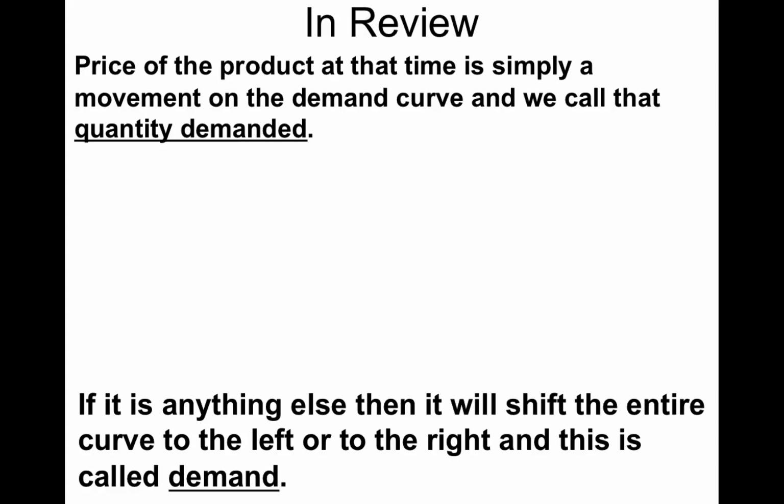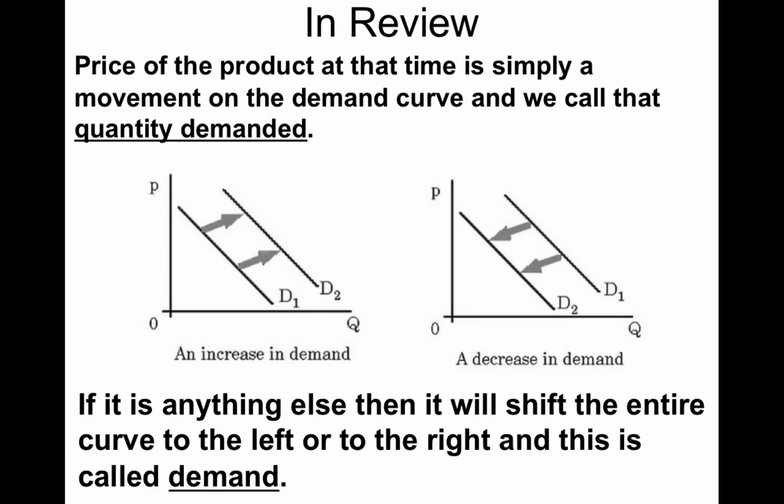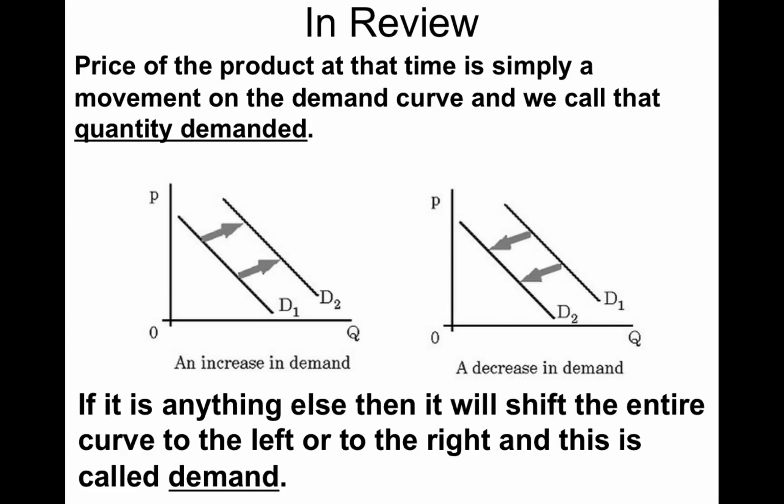Now, what happens if there's anything else, any of those other shifters, TIRES, if you can remember that: taste, income, related goods, expectations, size. Anything else will shift the entire curve either to the left or to the right. A decrease in demand would be to the left, and an increase in demand would be to the right. And that's called a change in demand.